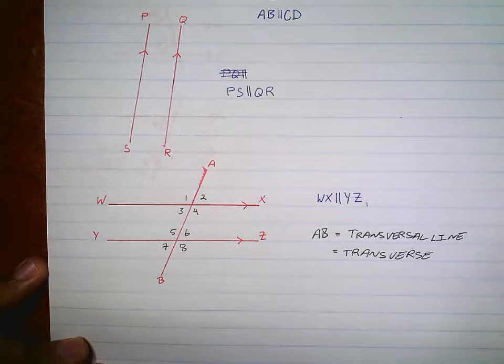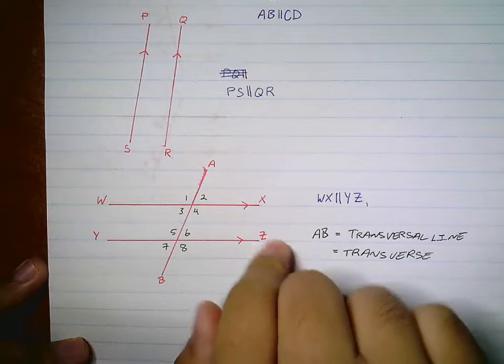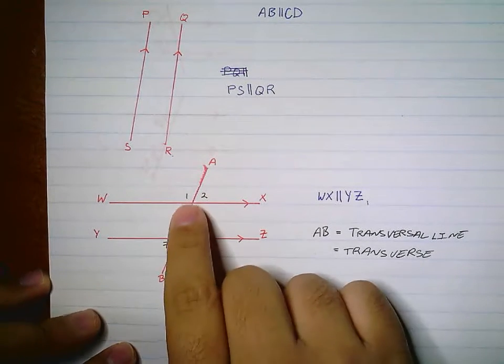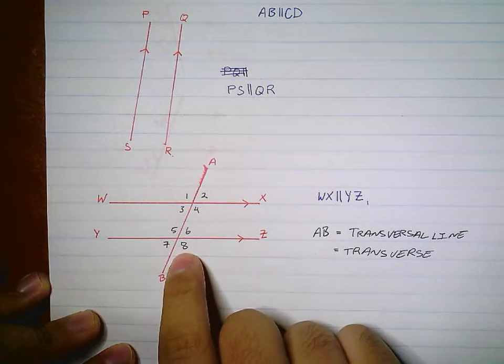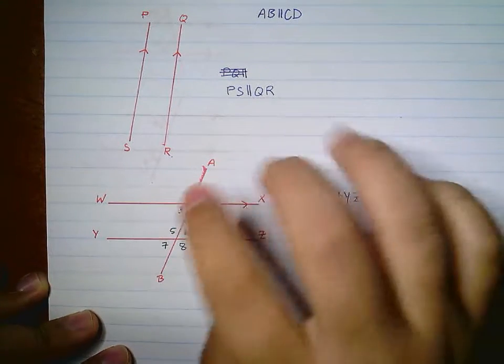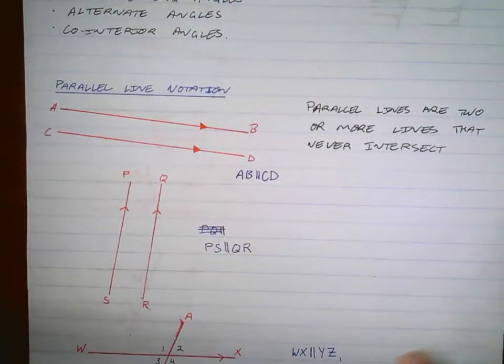And as a result of AB passing through these two parallel lines, 8 angles are created. And I've numbered them 1, 2, 3, 4, 5, 6, 7, and 8. And each of these have some special relation to each other, which we will go through right about now.